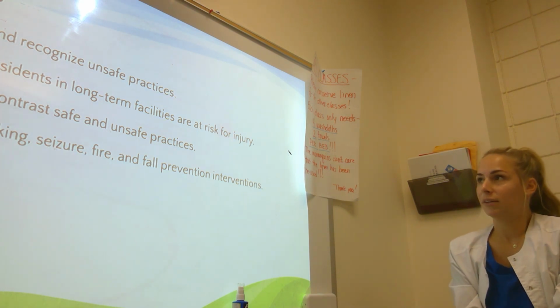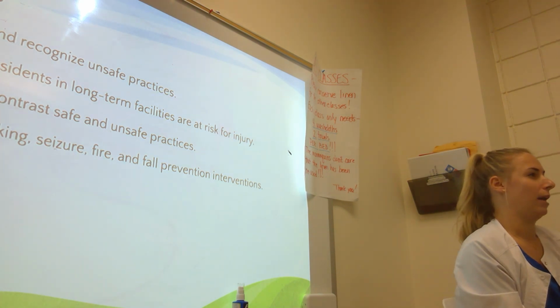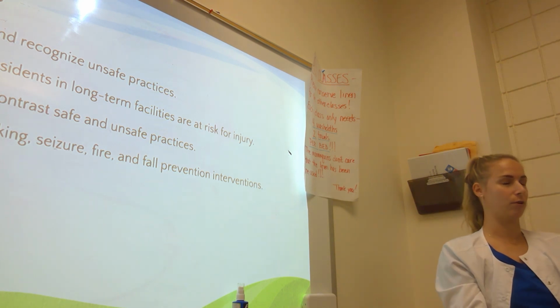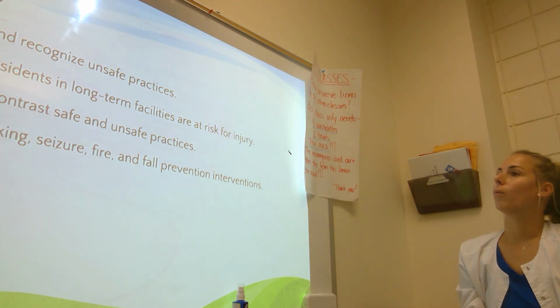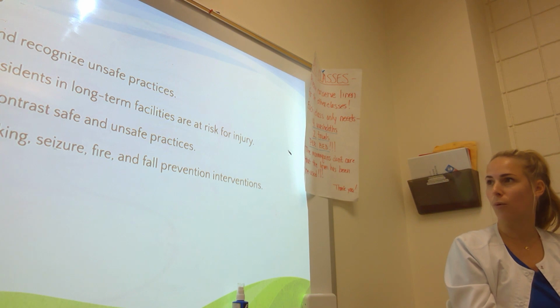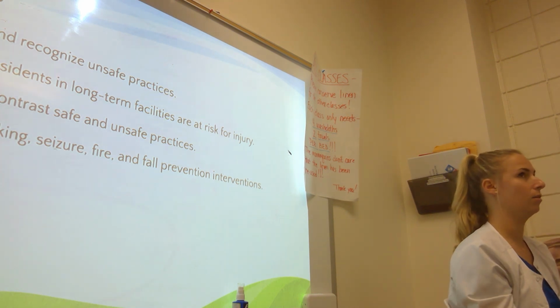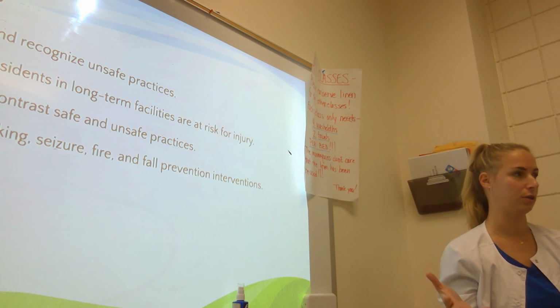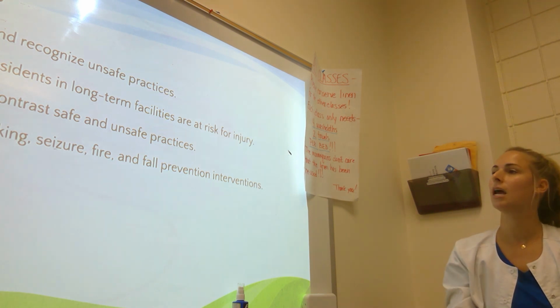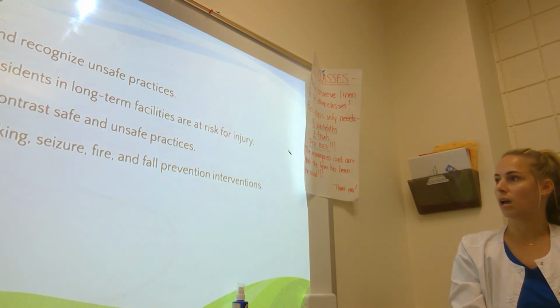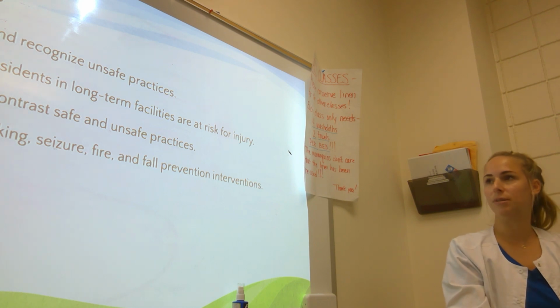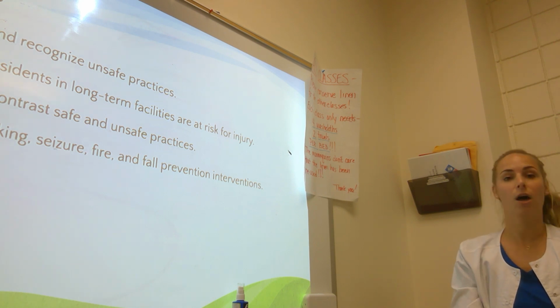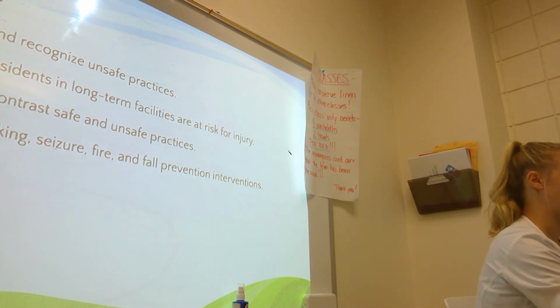All right, so our objectives: we're going to talk about how to recognize things that are safe versus unsafe. We're going to compare and contrast those. We're going to talk about what makes a resident so high risk for injury, what puts them at further risk. And then we're going to talk about some preventions and some interventions that we can do to help keep our patients and our residents safe.